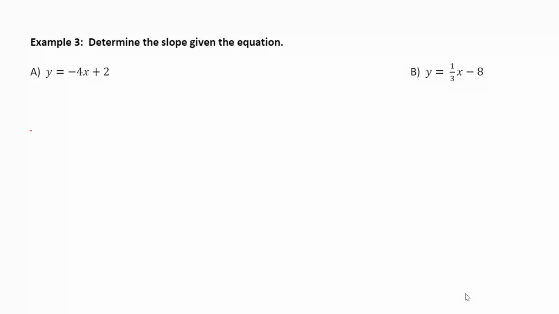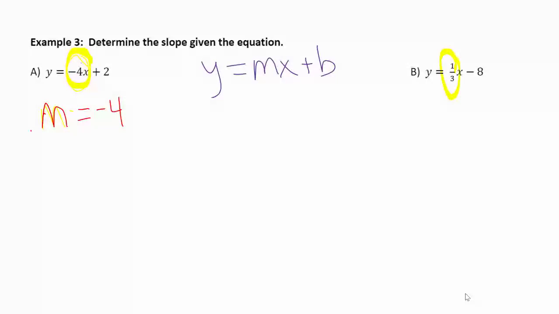The last type of problem we're going to see is determining the slope from a given equation. If we have y equals mx plus b, the value multiplying x when it's in this form is the slope. For part A, you can see that x is being multiplied by -4. We got this -4 right here. And so our slope would be -4. Same thing with our other value here. What's multiplying x is 1/3. So our slope would be 1/3.